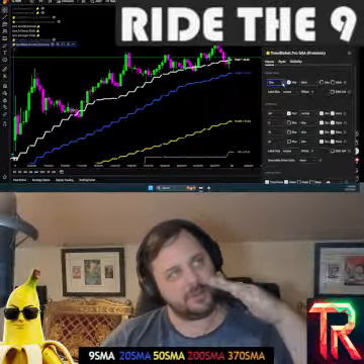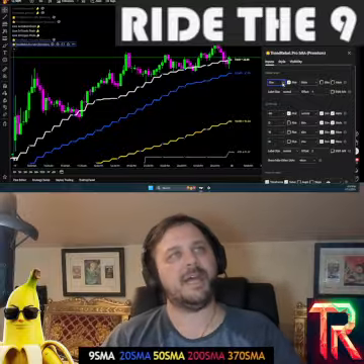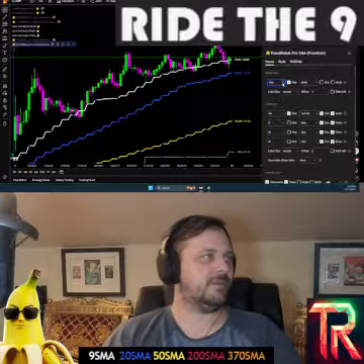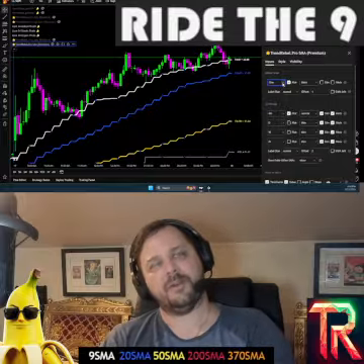So you want it as close as possible to the gap there, and I think we found it here on this 15-minute 9. It looks really strong to me, and that's what I would use for a ride the 9 strategy, trying to insert a prevailing trend.